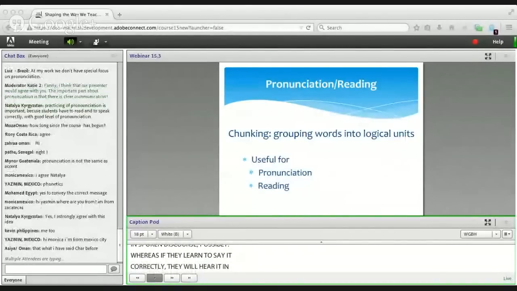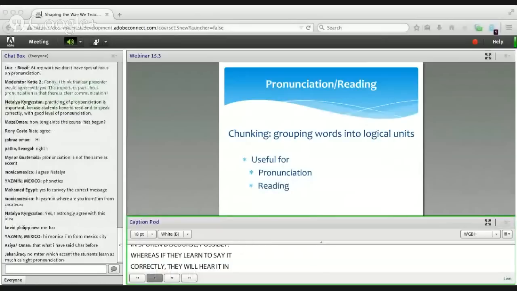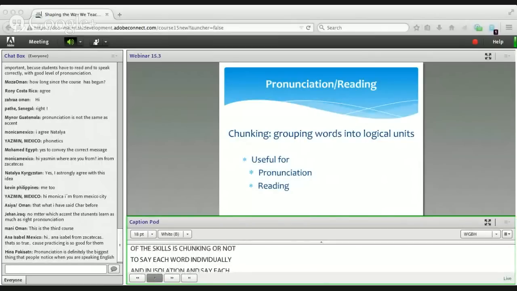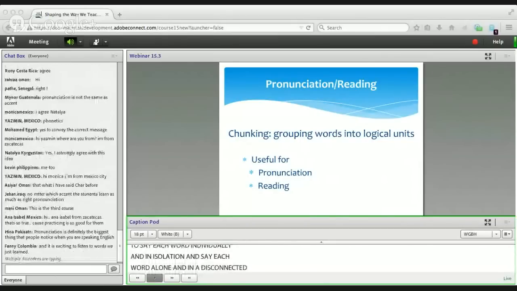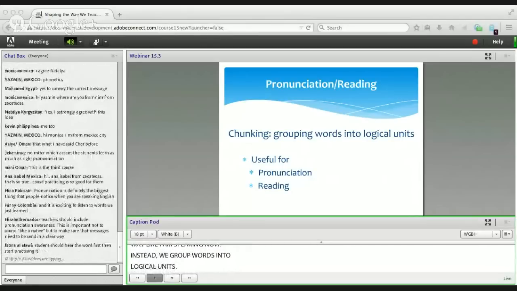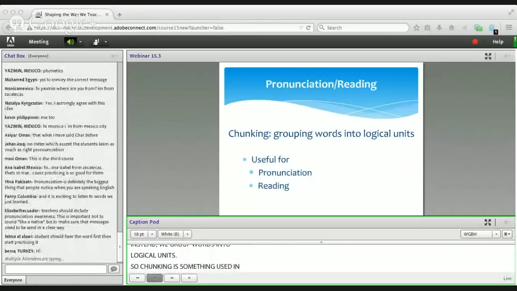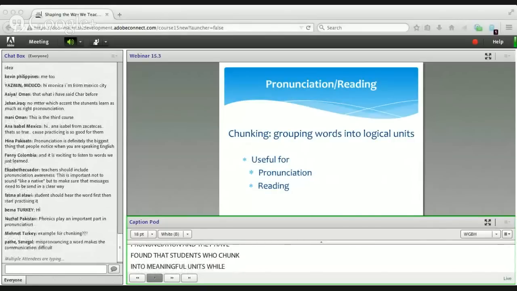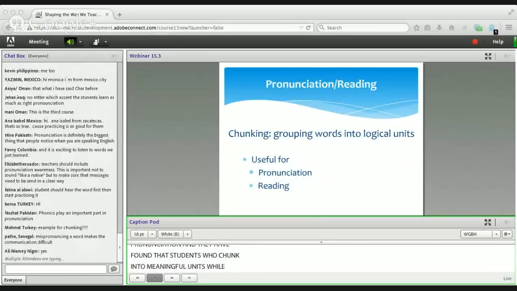And then pronunciation and reading: the connection there is that one of the skills we teach in pronunciation is chunking. That means not saying each word individually, in isolation, and in a disconnected way like I'm speaking now. Instead, we group words into logical units. So chunking is something used in pronunciation, and they have found that students who chunk into meaningful units while reading show higher reading comprehension scores, higher reading understanding.